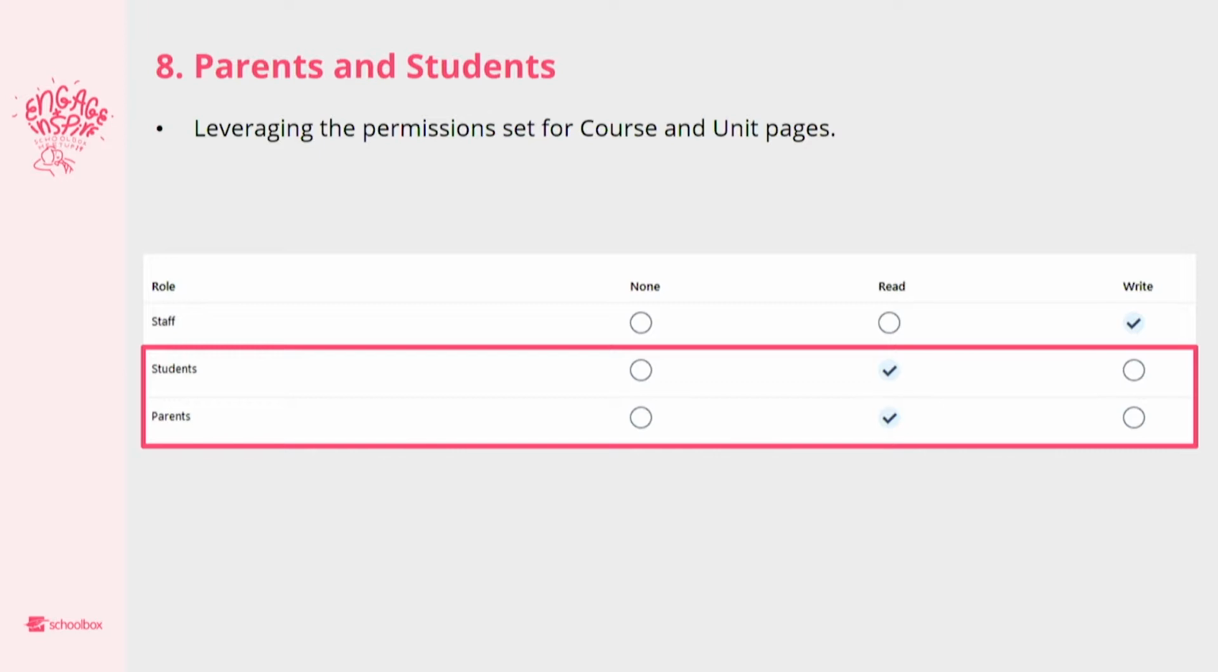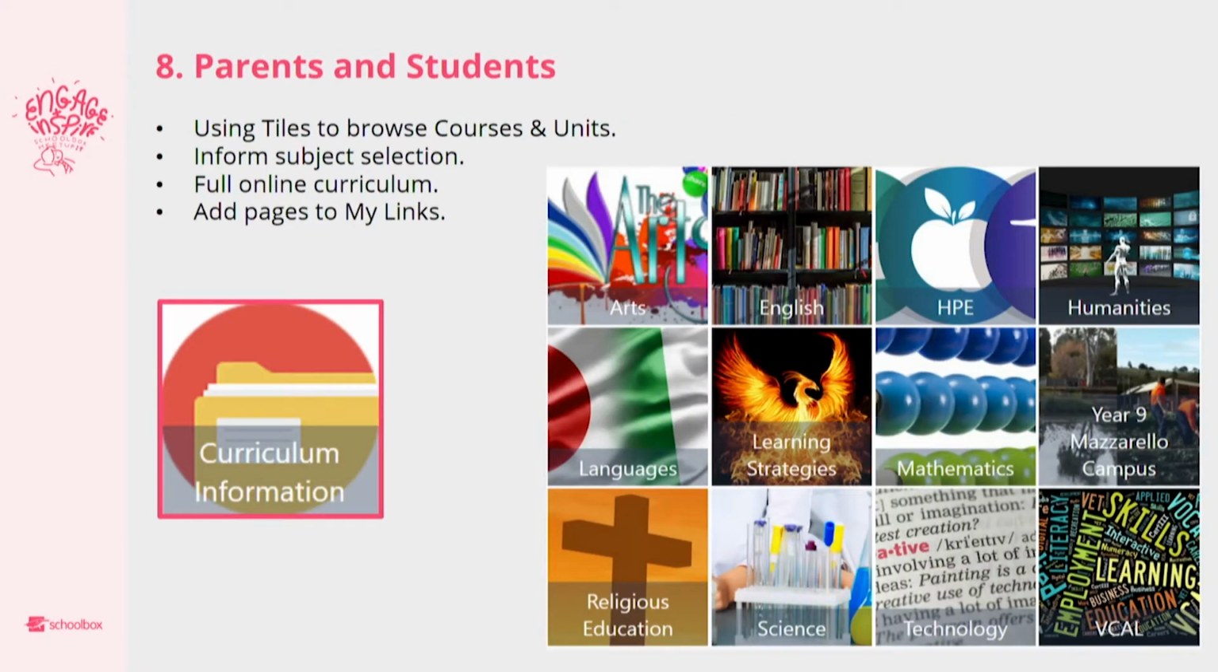What we've done is we've got students and parents with read access to courses and units, and we've set up some tiles that allow students and parents, probably more relevant to parents, to navigate to any of the course pages and therefore any of the unit pages. So by creating a little button called curriculum information, and it could be called anything to be honest, you can then access a set of tiles, and there's one per faculty. You might call your faculties domains or learning areas.